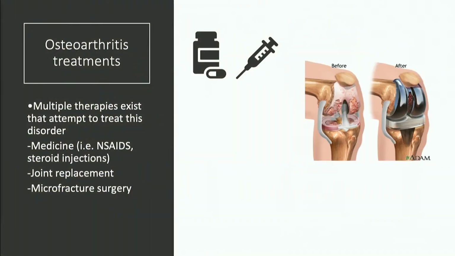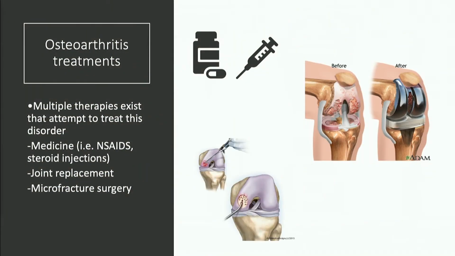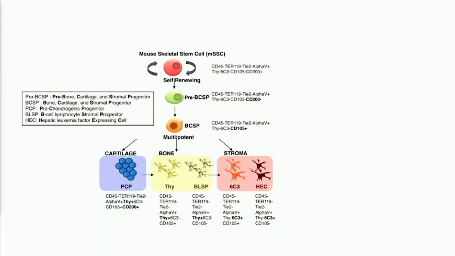So one option is medicine. You can also have a joint replacement or microfracture surgery. And this involves the drilling of small holes into the diseased site, and this allows bone marrow to seep into that joint space. And while this can produce a type of tissue that can alleviate symptoms for a period of time, eventually this tissue degrades, and so it's not a long-term solution.